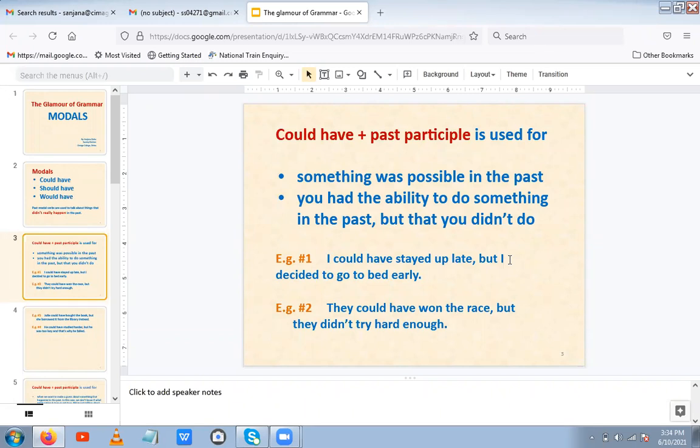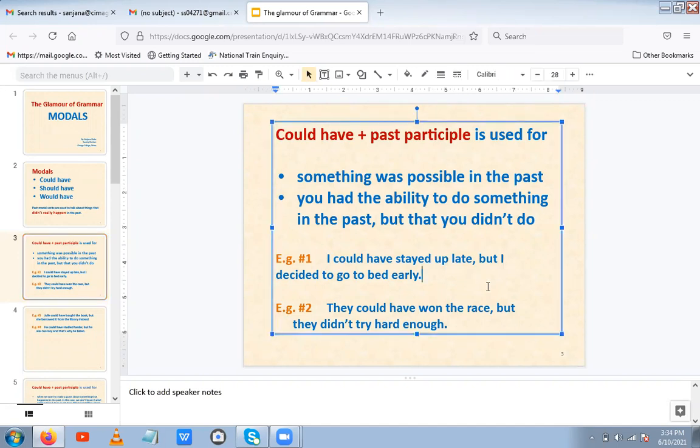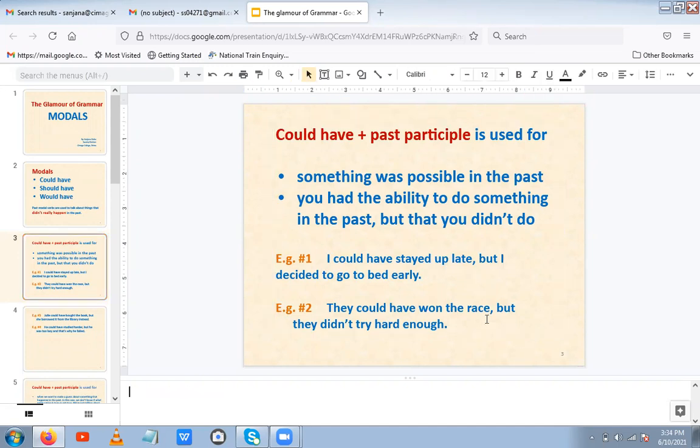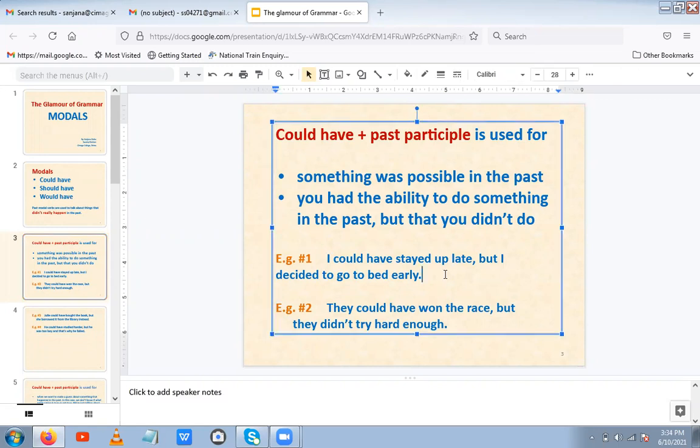Why don't you change the sentence? I could have changed the verb. I could have cooked something for dinner. I could have cooked something for dinner, but I ordered from the restaurant.